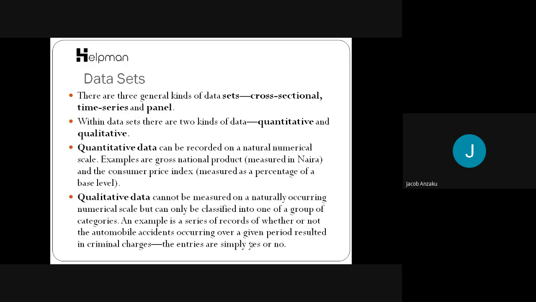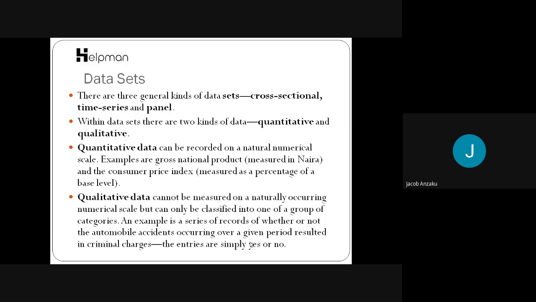Now, a qualitative data. Whereas a quantitative data can be measured on a natural numerical scale, a qualitative data cannot, but can only be classified into one of a group or category. For instance, we cannot measure male or female using a numerical value. We can only use M for male and F for female.